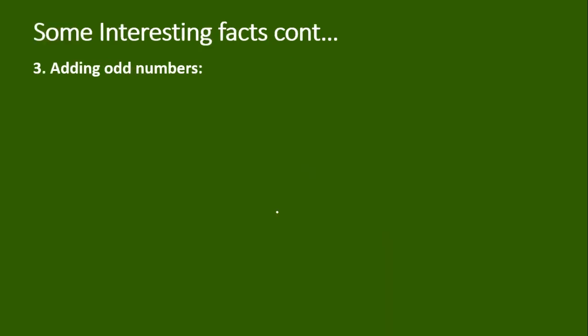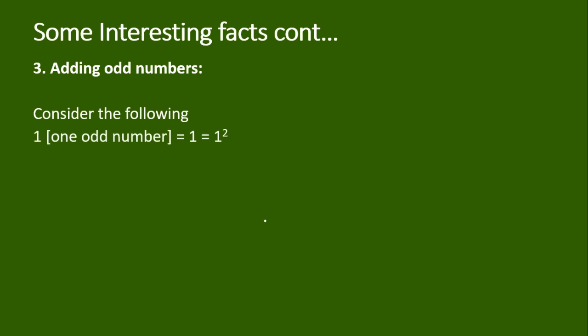Now, the next interesting fact is adding odd numbers. To see this fact, consider the following. 1 is equal to 1 square. Now, add 3 with 1. 3 is also an odd number. So, when we add two odd numbers, 1 plus 3, what is it equal to? That is equal to 4. 4 is equal to what? 4 is equal to 2 square.